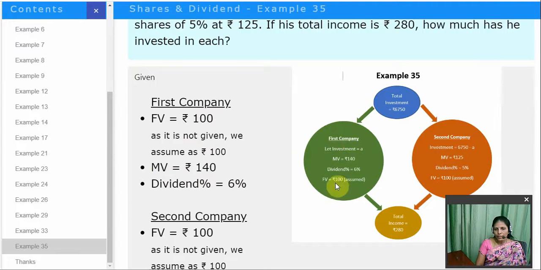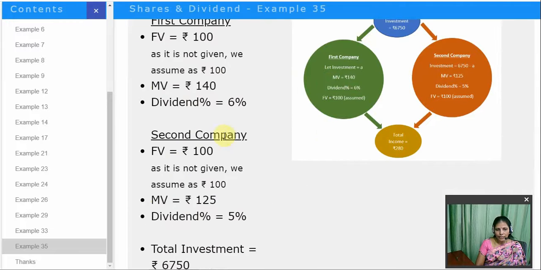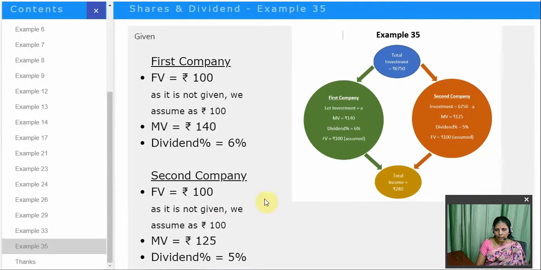So this is the data of the first company. Now this is the data given for the second company. That is what I have written here in the diagram. Face value is 100, market value is 125, dividend percentage is 5%. Now we will come back to the diagram once again.